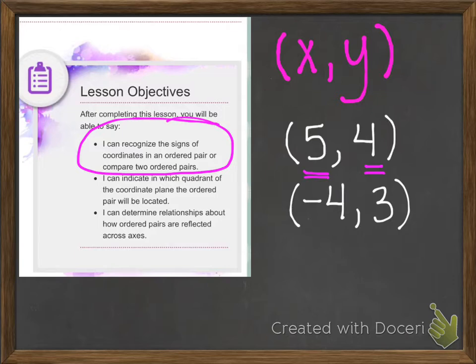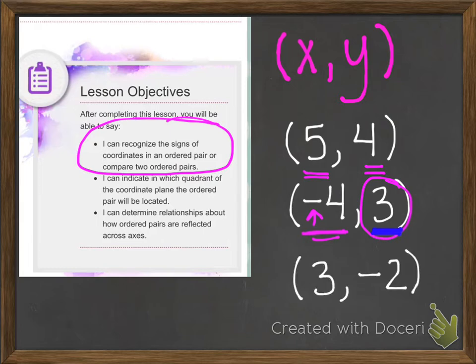Here's another one. In this second example, the ordered pair -4, 3, our X value is negative because of this sign right there. Our Y value is positive because notice that it's just a +3 written there. And our last example, we have the ordered pair 3, -2. Our X value is positive because this is our X value, and our Y value is negative because of this sign right over here. So when you're asked to determine the positive or negativeness of the X, Y values, you're really just looking for those signs.